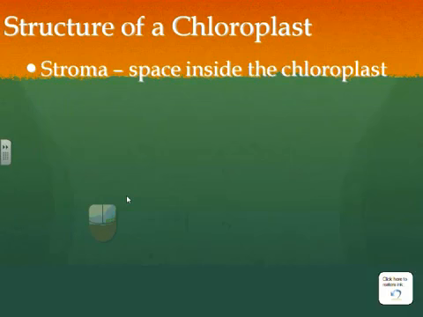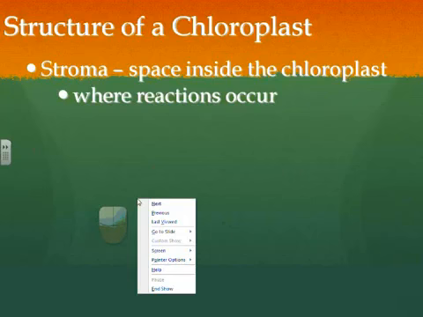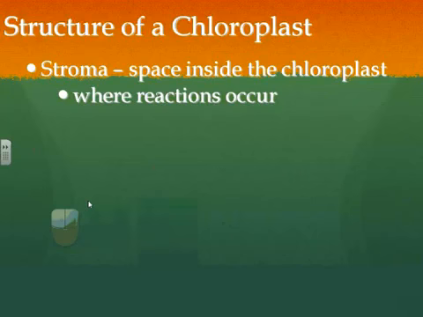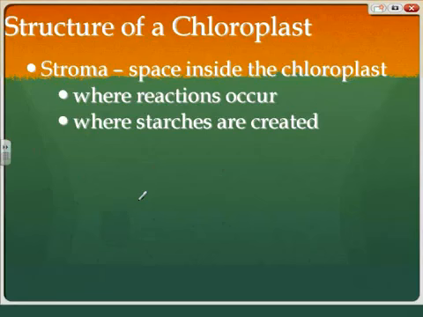When we talk about what those particular parts are for, the stroma, that space, is going to be one of the locations where reactions occur. You're going to learn about which particular reactions in a little while in later benchmarks. This is where starches are created. Actually, there's a better word to use than starches, because we're talking about a particular type of carbohydrate that gets made in photosynthesis, and that particular carb is glucose.